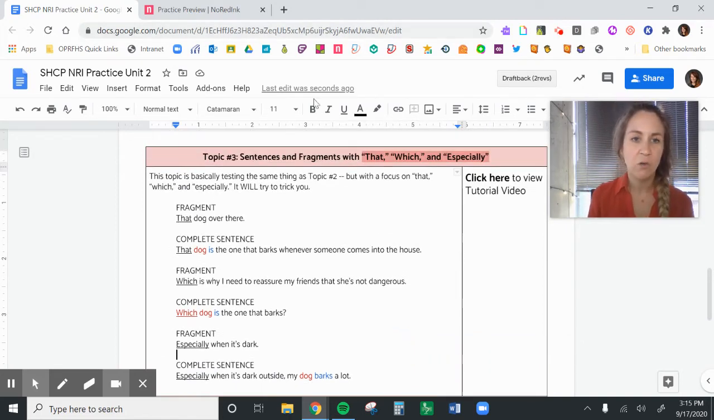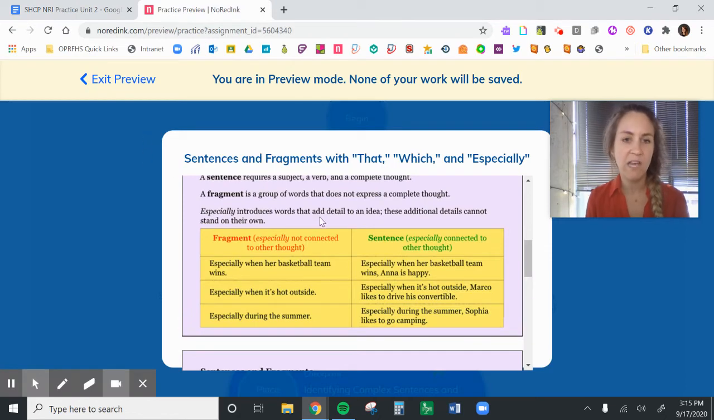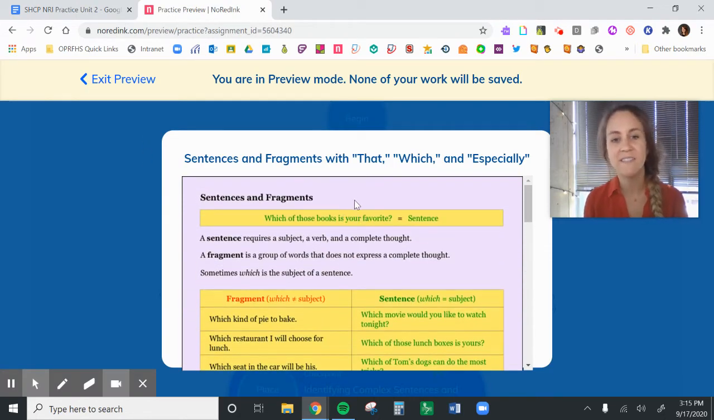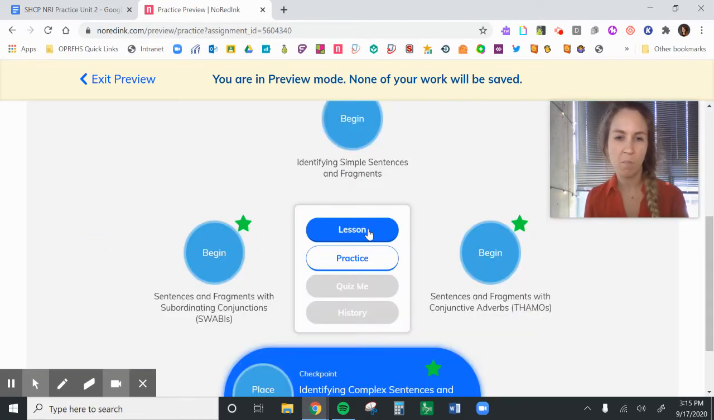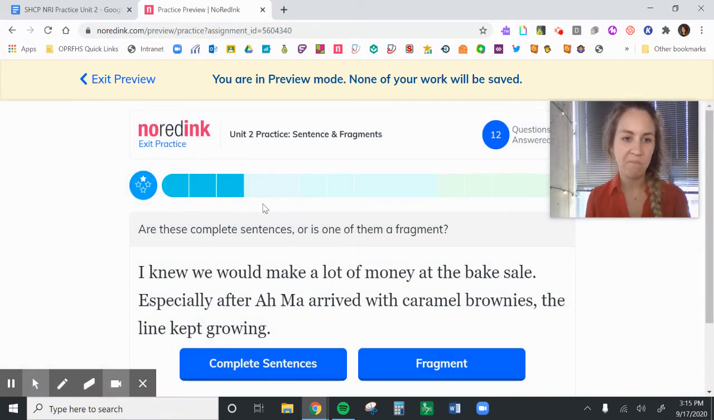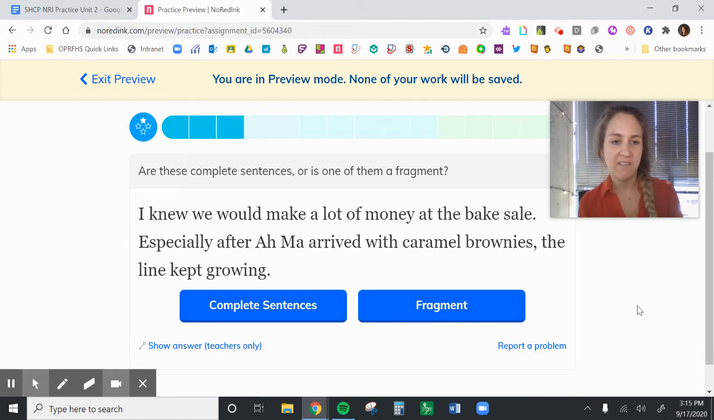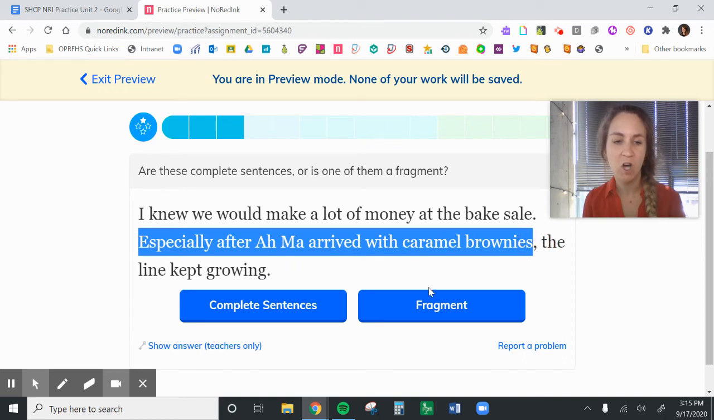Okay, so quick practice. Remember, as always, to click the little lesson buttons to see the purple boxes that give you more information from NoRedInk. I knew we would make a lot of money at the bake sale, especially after Amma arrived with caramel brownies. The line kept growing. So here's one of the especially ones that works as a subordinating clause. So especially after Amma arrived with caramel brownies, if that were by itself, that would be a fragment. But because it's connected to the rest of the sentence, it makes sense.